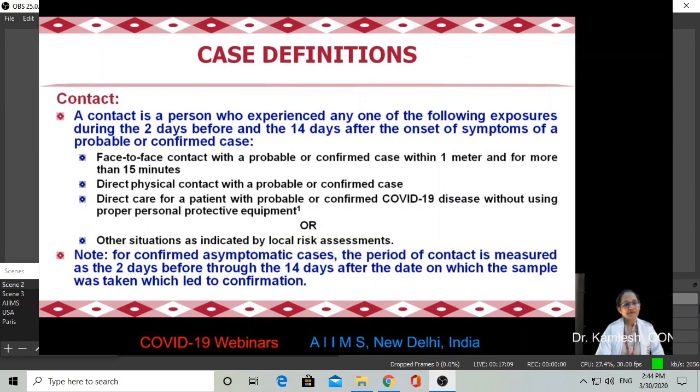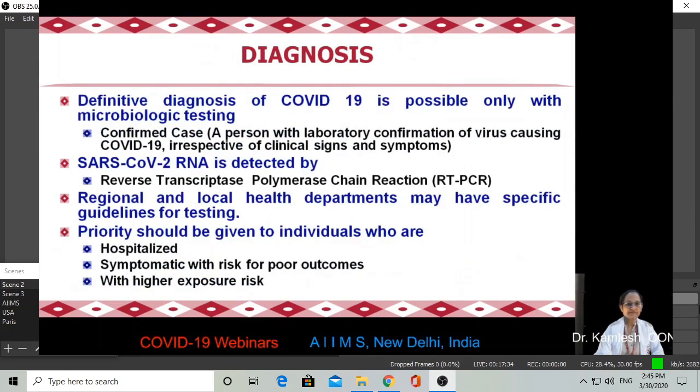A contact would be a person who experienced any one of the following exposures during the 2 days before and the 14 days after the onset of symptoms of a probable or confirmed case. Note that for confirmed asymptomatic cases, the period of contact is measured as the 2 days before through the 14 days after the date on which the sample was taken, which led to confirmation.